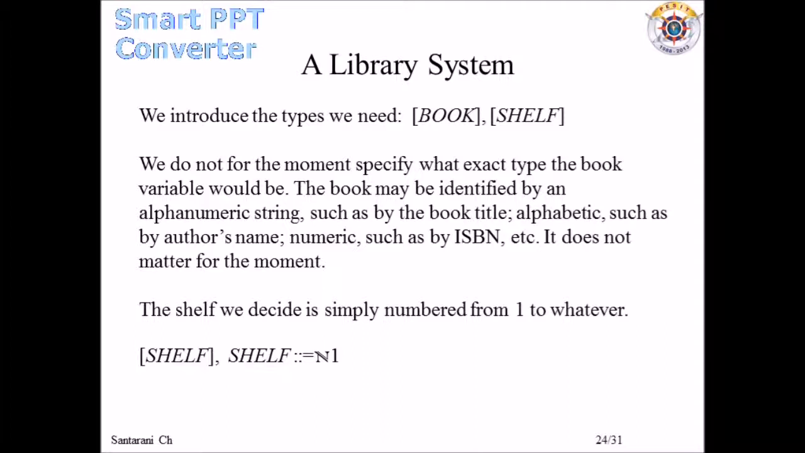So we introduce the types we need, book and shelf, by using, as we have already defined, the square brackets, which define the data type: the book data type and the shelf data type. For the moment we do not know what exact type the book variable would be. The type of the book may be identified by alphanumeric strings, such as by the book title, that is alphabetic, or by author's name, or numeric, such as by ISBN, etc. It does not matter. For the shelf we decide it is simply numbered from 1 to n. For example, the set of positive integers, not integers, sorry, natural numbers.